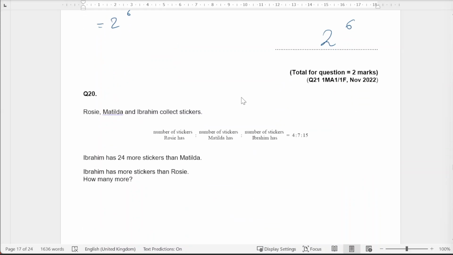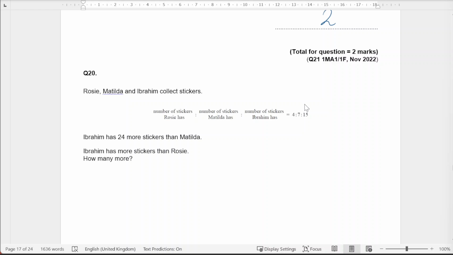Okay, question 20, bringing in a bit of ratios. Rosie, Matilda and Ibrahim collect stickers. The ratio of their numbers is 4 to 7 to 15. Ibrahim has 24 more stickers than Matilda. Ibrahim has more stickers than Rosie. Work out how many more. Right, so I'm going to put those ratios again just in a format that I can use them a bit more comfortably. 4 to 7 to 15.